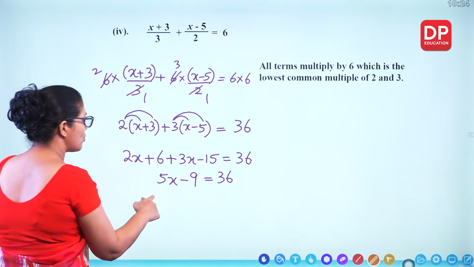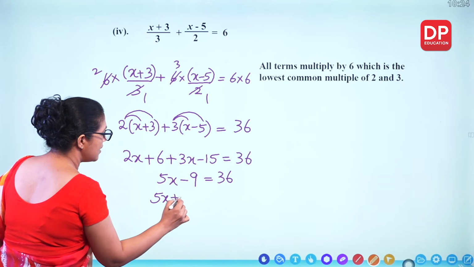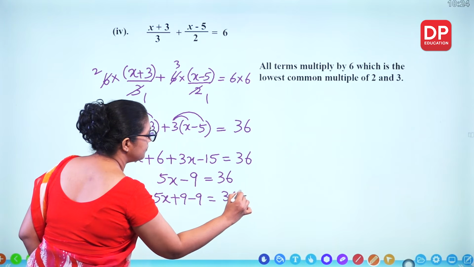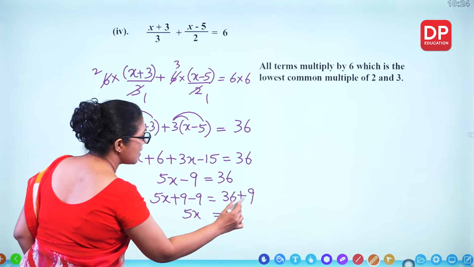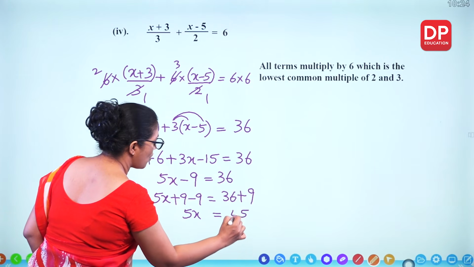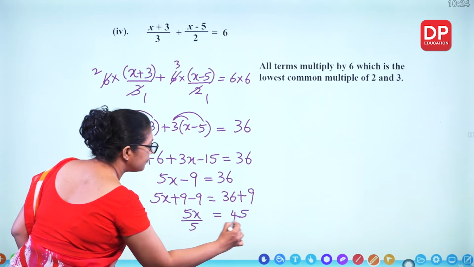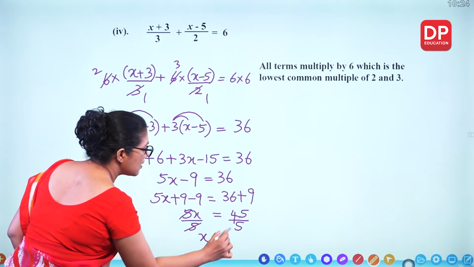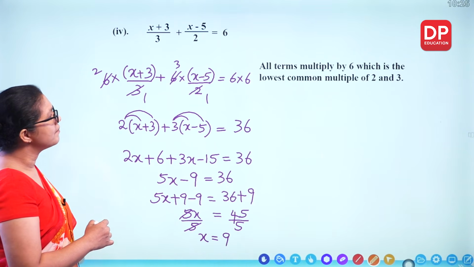Now, when you want to remove minus 9, you have to add 9 to both sides. 5x is equal to 45. Now, divide this by 5. You get x equals 9. 45 divided by 5.